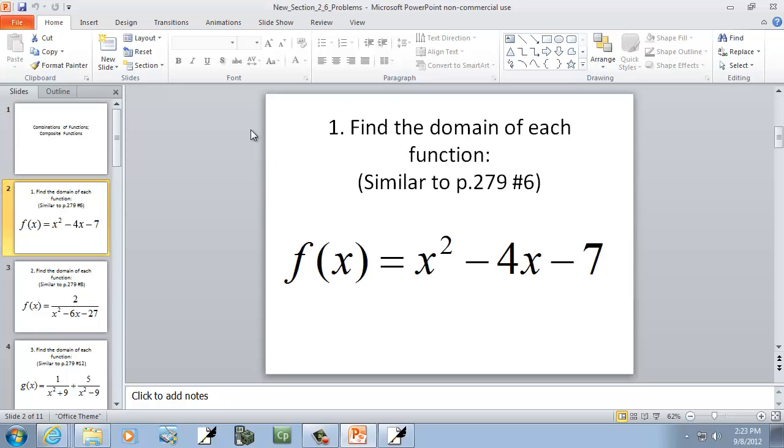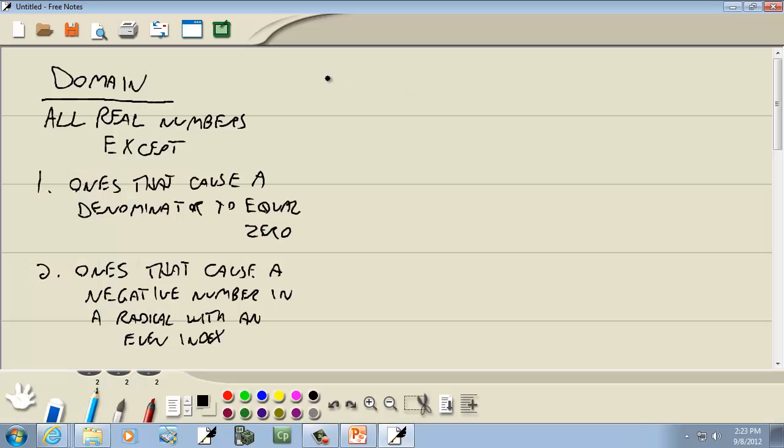So let's look at our first problem. We got f of x equals x squared minus 4x minus 7. And instructions are to find a domain. Well, we don't have any fractions, don't have any radicals, so our domain is negative infinity to positive infinity by default.